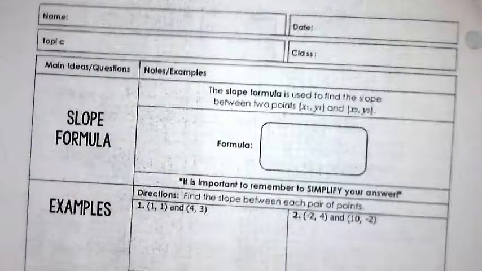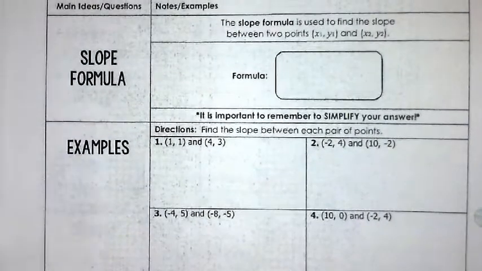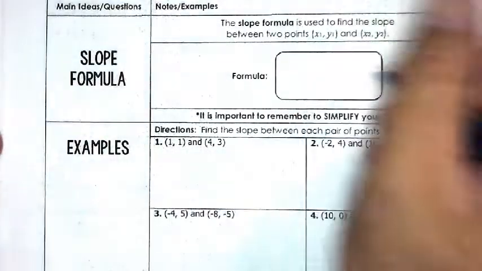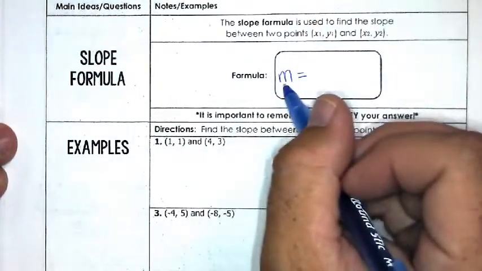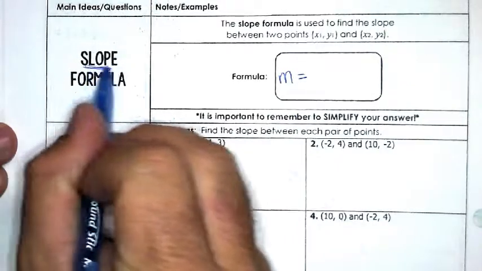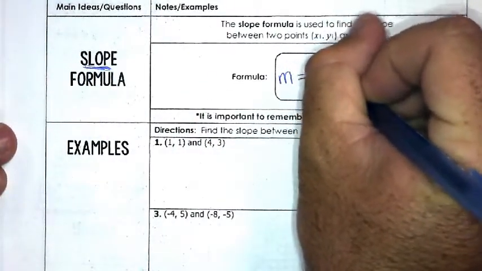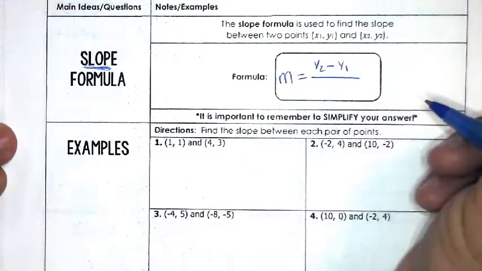All right. Now let's talk about the slope formula. You're not going to be given a graph every single time. So you need to know the formula to solve. This formula is as such. M equals, what does M represent? The slope. So the slope equals y2 minus y1 over x2 minus x1.